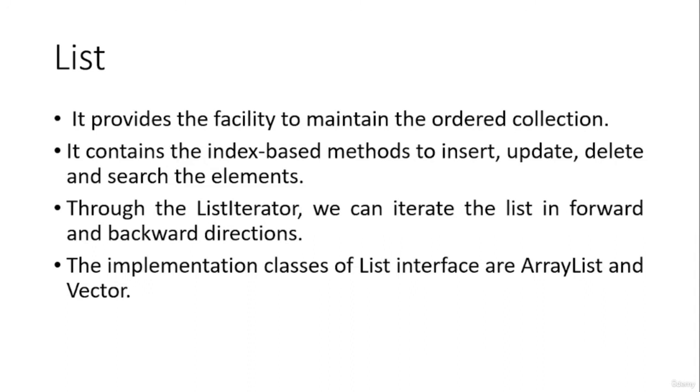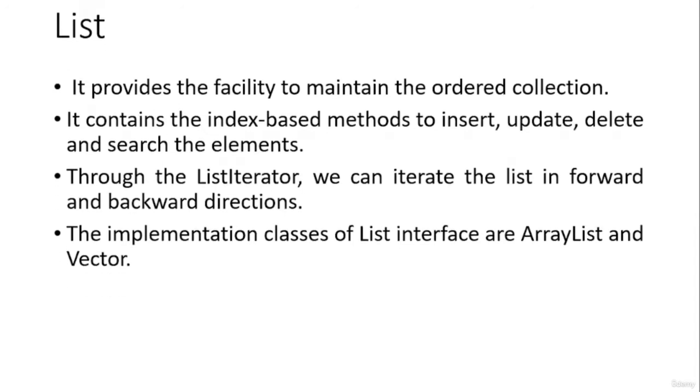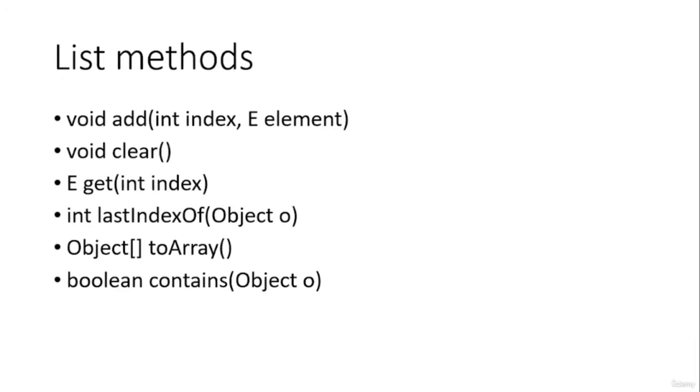Next we will discuss ListIterator. ListIterator is an iterator which is available for list type elements, and it can iterate through the collection in the forward and reverse direction. Now let us see some of the methods which are present in the list interface.